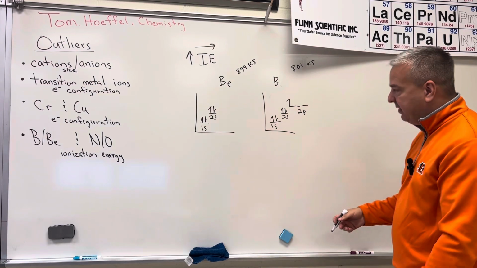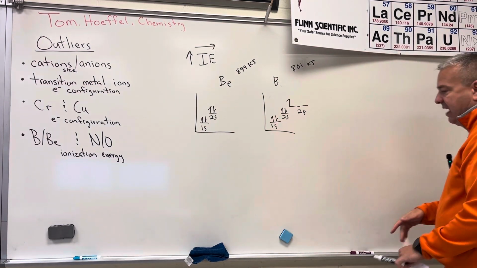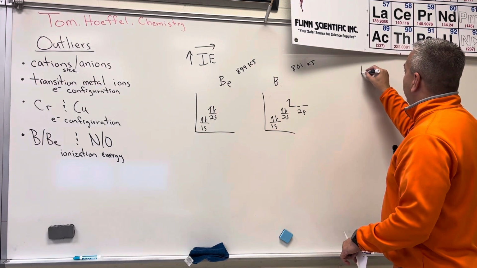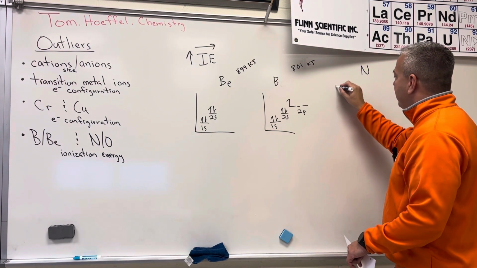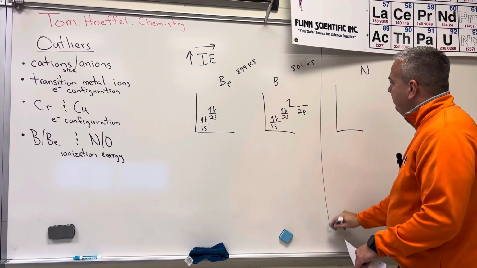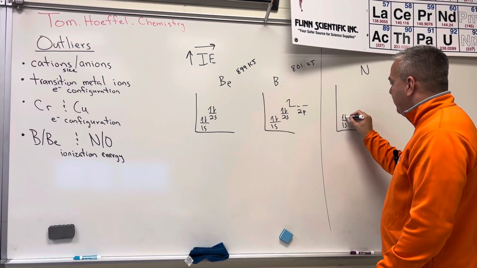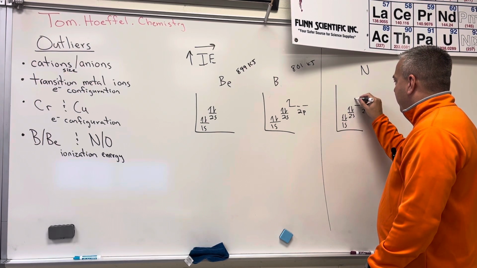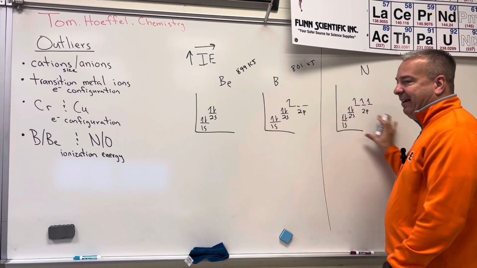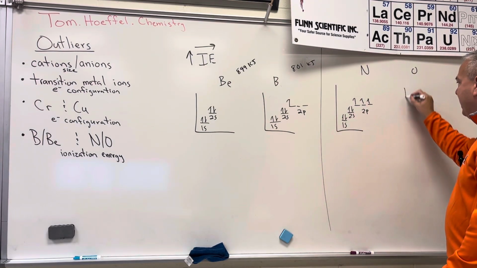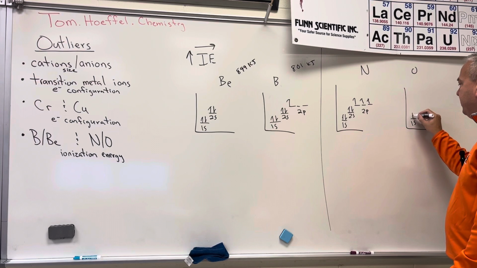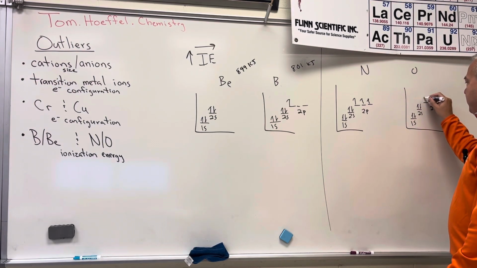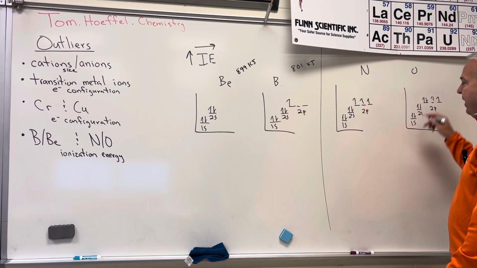This concept repeats itself again between nitrogen and oxygen. So let's take a look at nitrogen and oxygen. We've got to look at nitrogen first and then oxygen. So nitrogen is going to be 1s2, 2s2, 2p3, half filled. Versus the oxygen, that's going to be 1s2, 2s2, 2p4.